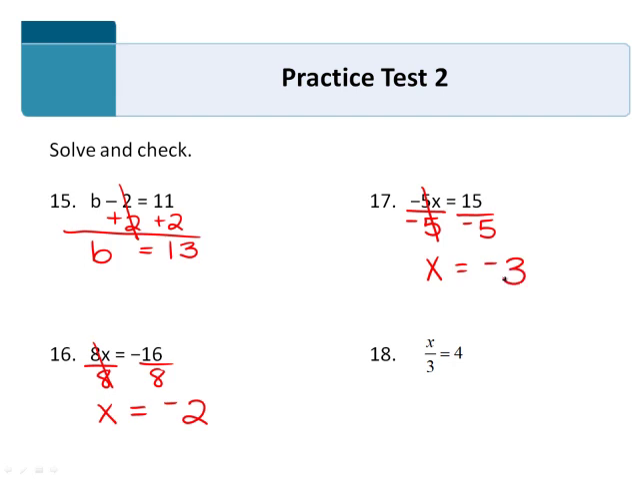Okay? 18, this is one of those shortcuts. We have x over 3 equals 4. So all you have to do there is multiply those two numbers. X equals 12. That's it. Okay?